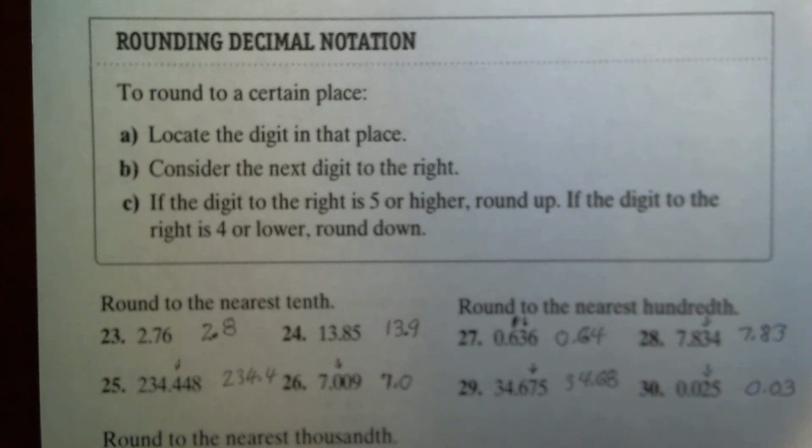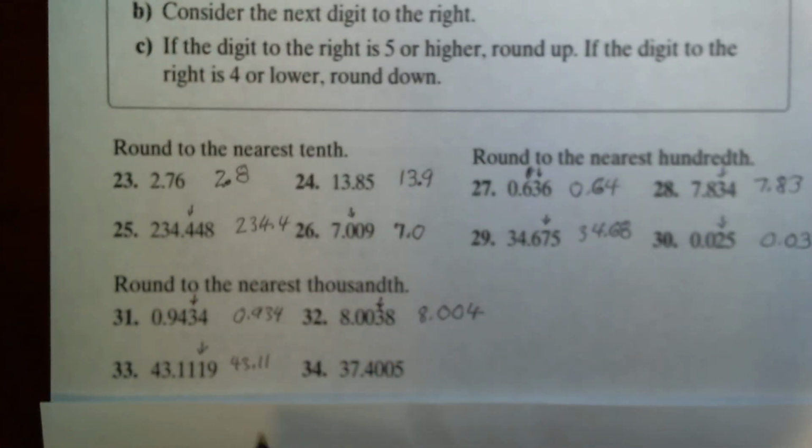Number 32, the thousandths is here. It's followed by an 8. This will then be 8.004, because the 3 is followed by a number 5 or greater. In number 33, the thousandths is here. It's followed by 9, so we round it up to 43.11. Since this one is followed by 9. In number 34, it's 37.4005. The 0 is followed by a 5. In other words, we round this up to a 1. 37.401.